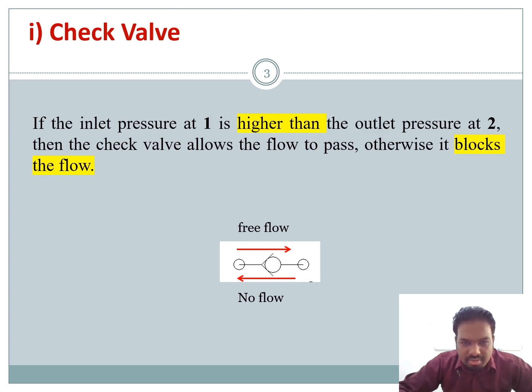So how can you remember it? You can see there's a small ball here. If the flow is coming from this direction, it will be blocked by this ball. While if the flow is from the opposite direction, it can go through. That's how you can remember the check valve.